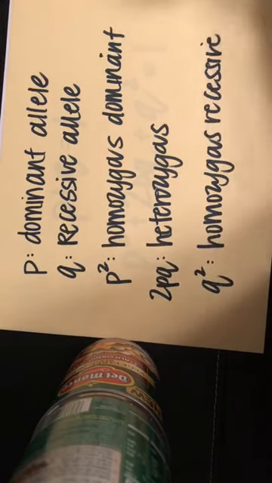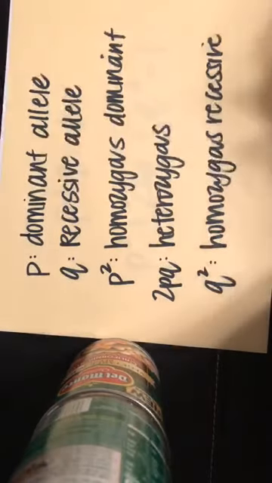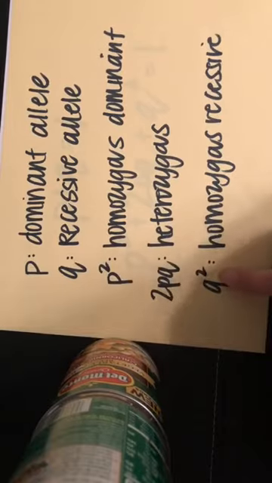They have 2 recessive alleles. So whenever we're looking at just a single allele, you're just going to have a single P or a single Q. If you're looking at a genotype that requires 2 alleles because of it being diploid, you'll see P squared, 2PQ, or Q squared.